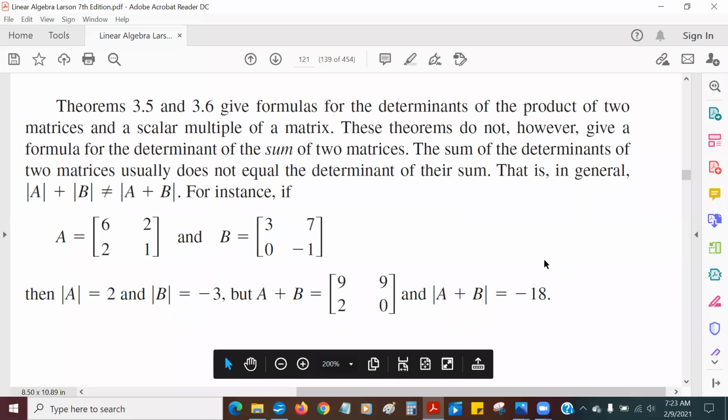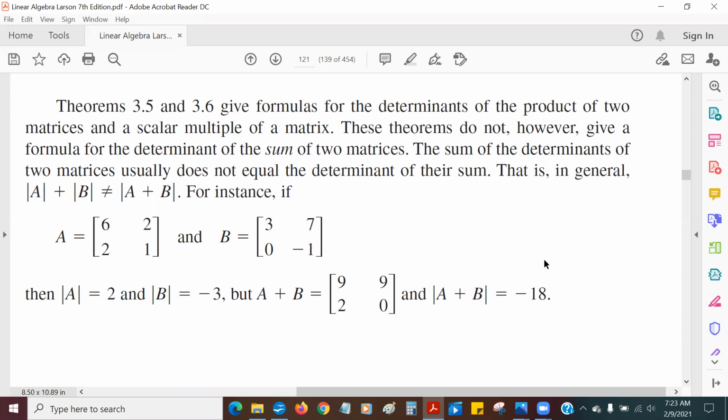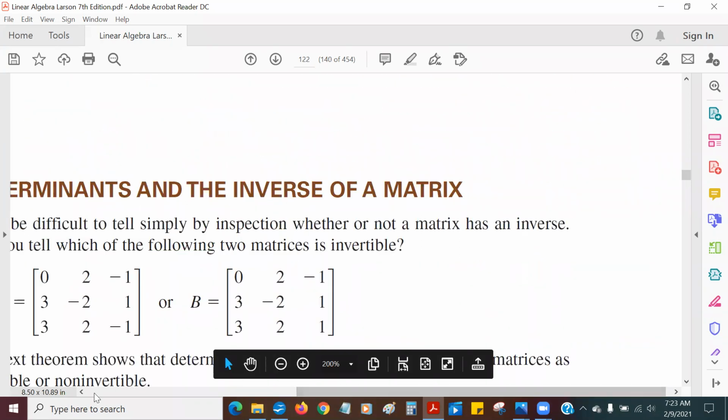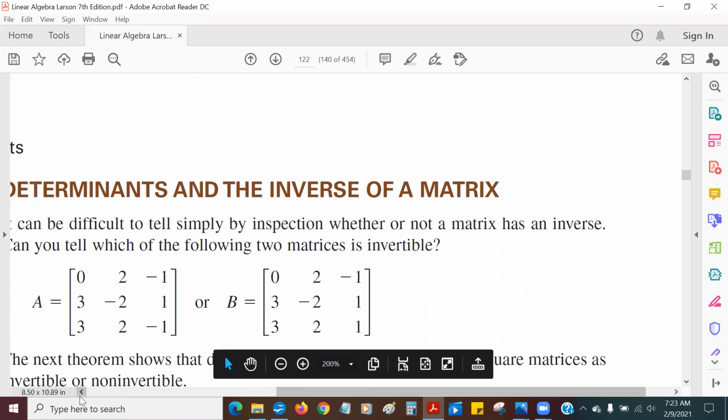It reminds me a little bit of when students think the square root of a plus the square root of b is equal to the square root of a plus b, which just doesn't work. I don't have to start proving that it doesn't work. We never even established it. Anyway, so there you go. Now we're going to get to inverse.